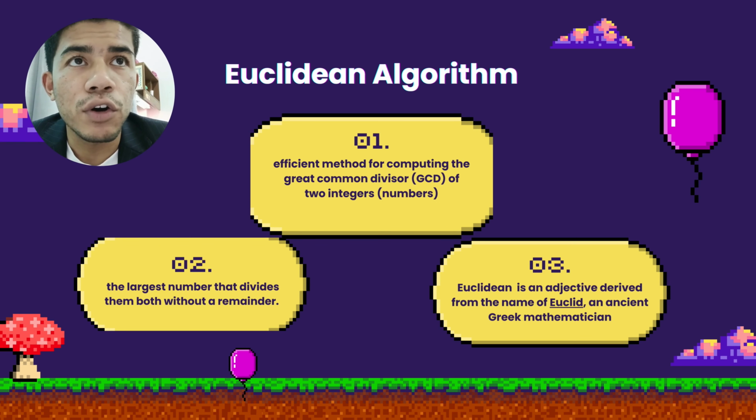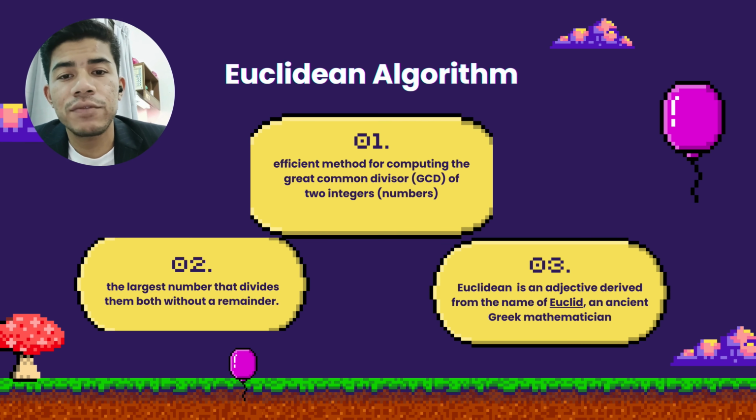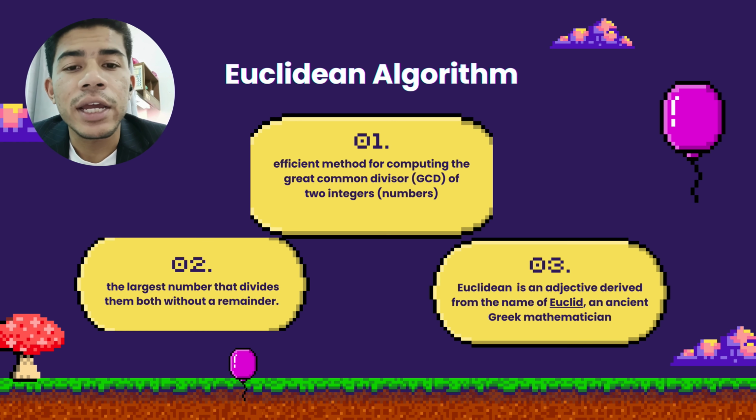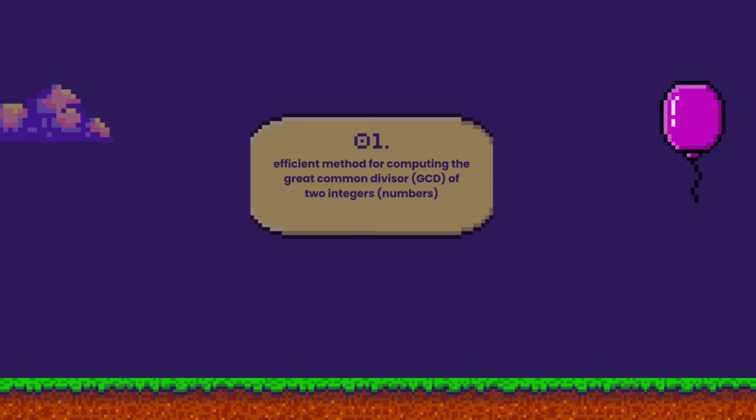For the Euclidean algorithm in GCD, there are three points. First, the Euclidean algorithm is an efficient method for computing the greatest common divisor (GCD) of two integers. Second, it is the largest number that divides them both without a remainder. Third, Euclidean is an adjective derived from the name of Euclid, an ancient Greek mathematician.